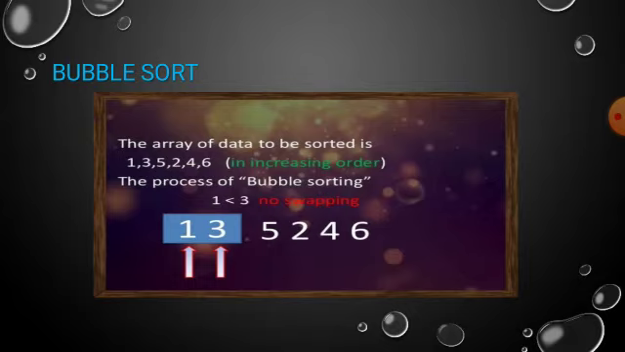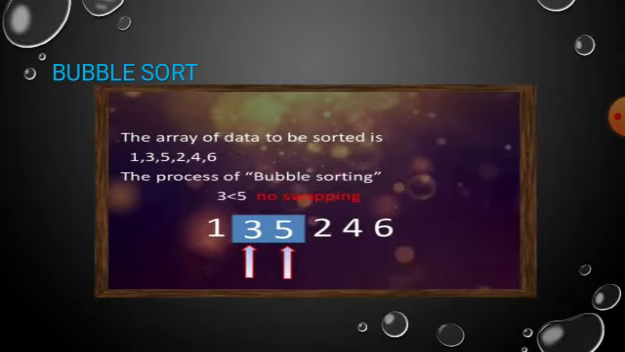First, the array of data to be sorted is 1 3 5 2 4 6. We consider this as the array of data. Now the process of bubble sorting: first you compare the first and second numbers. 1 is less than 3. If it is greater, we swap the numbers. If it is lesser, no swapping is followed. Here 1 is less than 3, so there is no swapping.